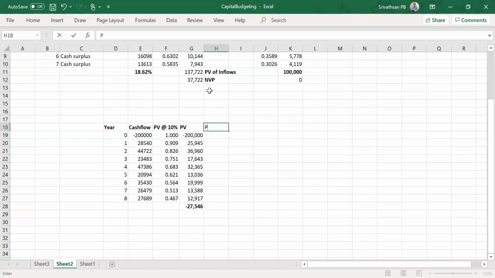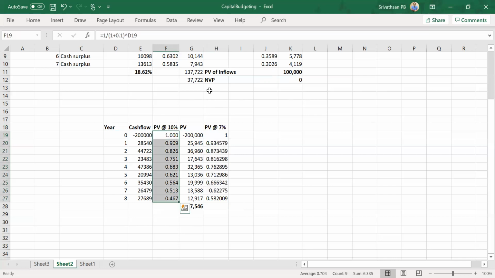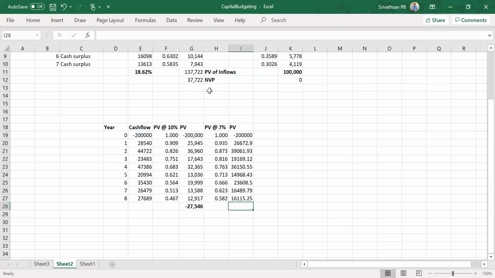So let's do it at 7%. 7%, 1 divided by 1 plus 0.07 to the power, so PV at, so now revised PV times. Wow, even at 7% it has a negative PV.